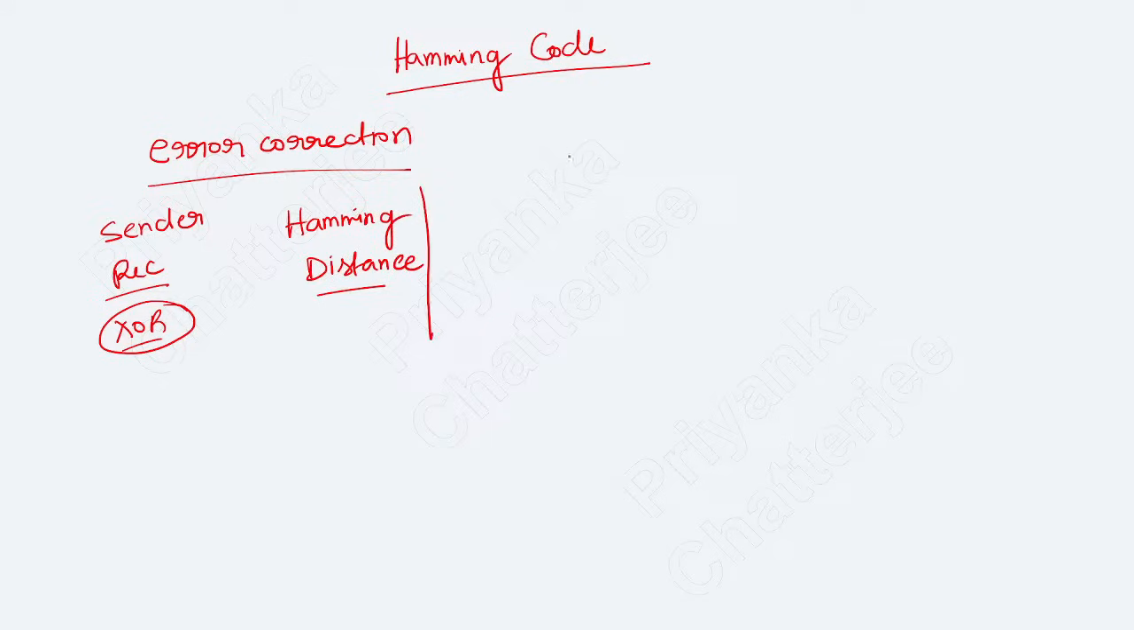Hamming distance means, if I take an example like this: one is KAROLIN, that is the sender data. The receiver receives it like this: KATHRIN.